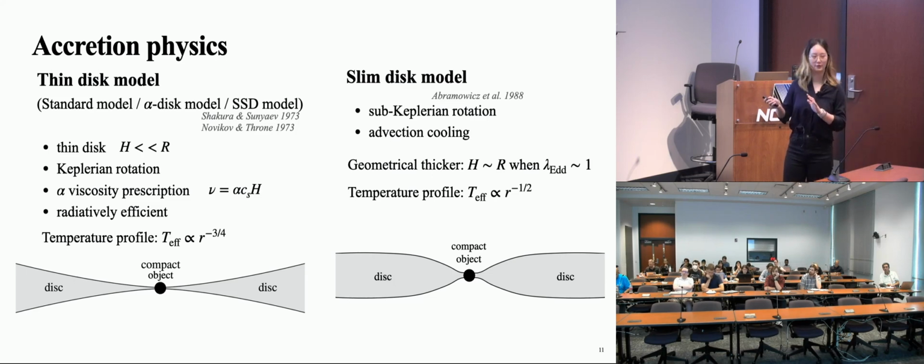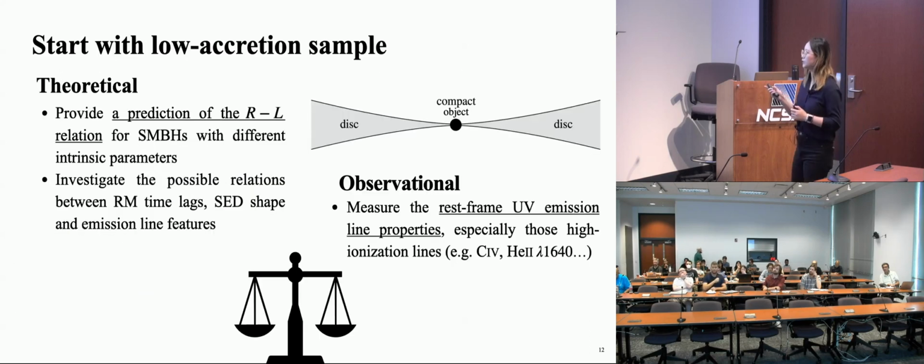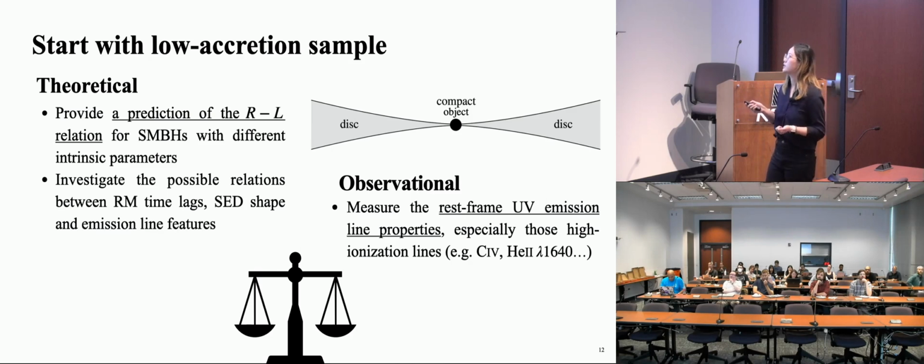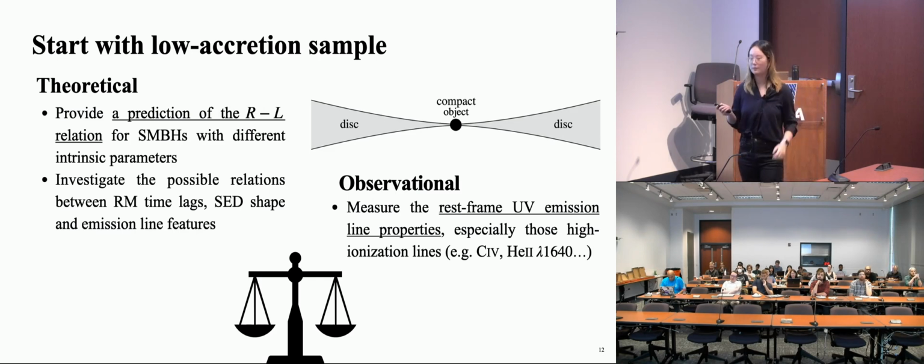So remember, the first thin disk model only holds at low accretion rate, and this one is for higher accretion rate. We'll start with the low accretion rate example, because the thin disk model has been studied very well, and there are very good models to describe the SED from the thin disk. So we will combine our theoretical work with our observational work. We want to use the SED's photoionization model to predict the IO relation, and we want to see if there's any potential relation between the IO relation and other observables such as the emission line properties.